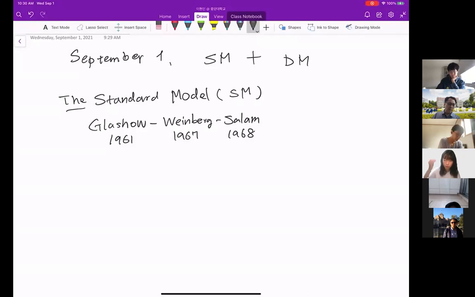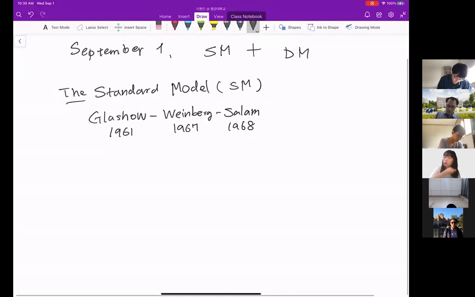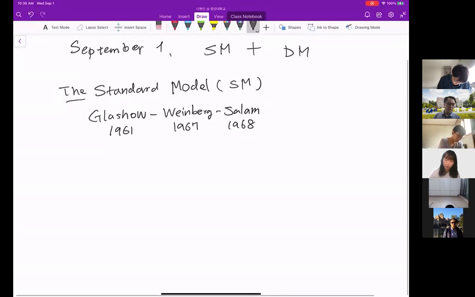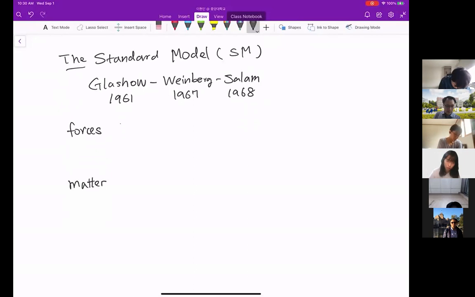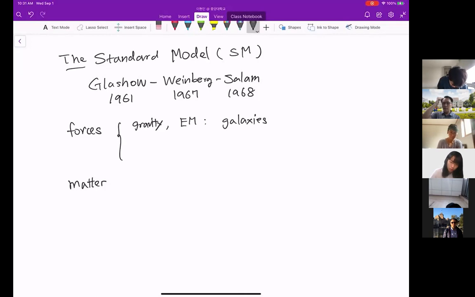Specifically, the electroweak sector. The standard model describes the fundamental particles and the fundamental interactions of the elementary particles. So you know that there are forces and matter. At the elementary level, for forces, we have gravity and electromagnetic interactions that you have already learned in undergraduate courses. Their range is infinite, and they act from galaxies to atoms, and also in solid state physics.